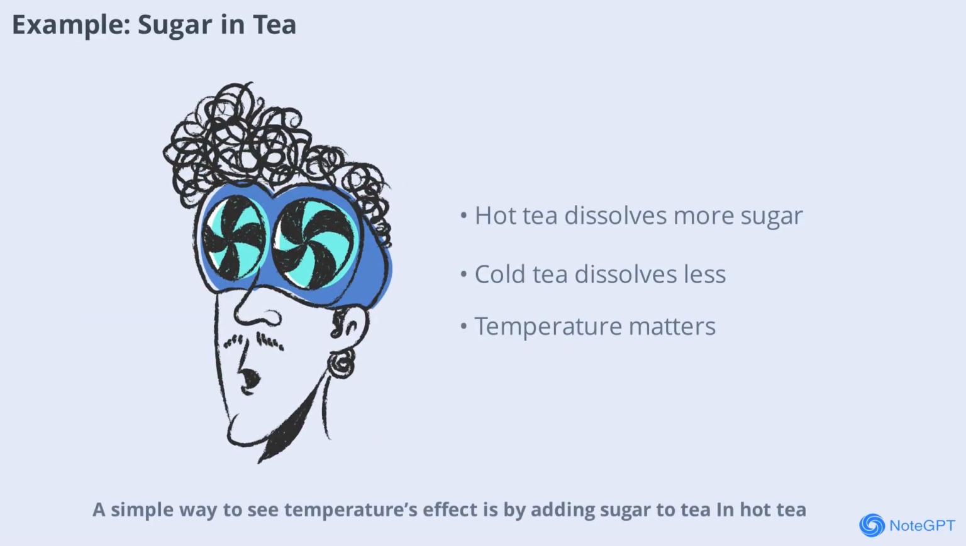A simple way to see temperature's effect is by adding sugar to tea. In hot tea, sugar dissolves quickly and in larger amounts.